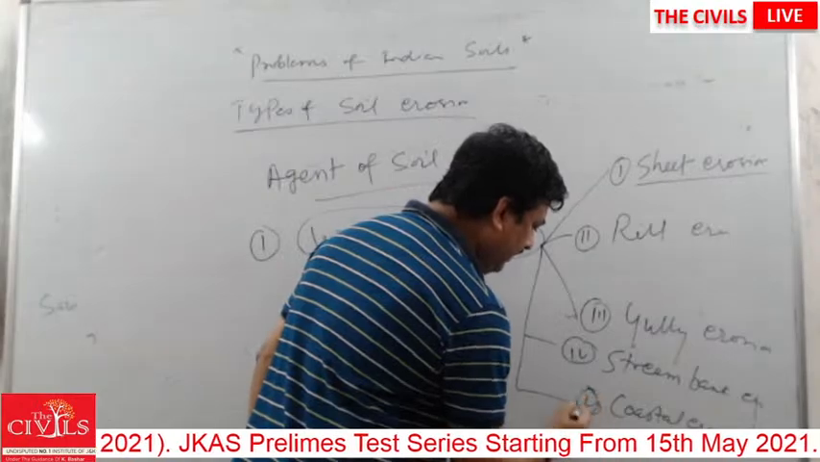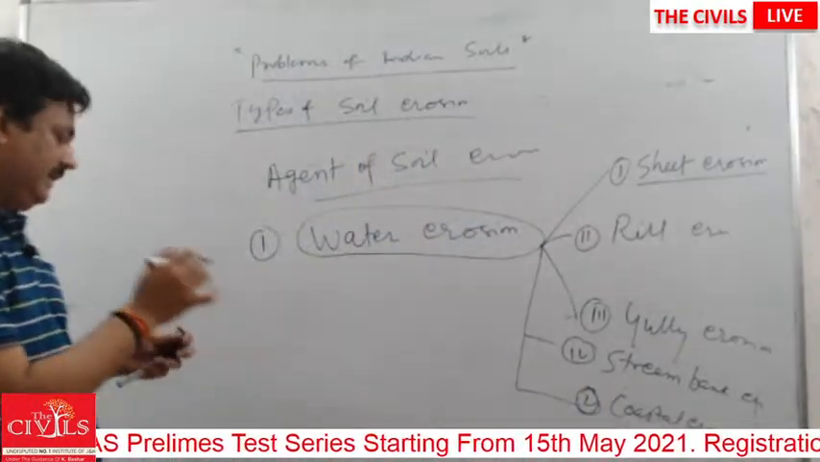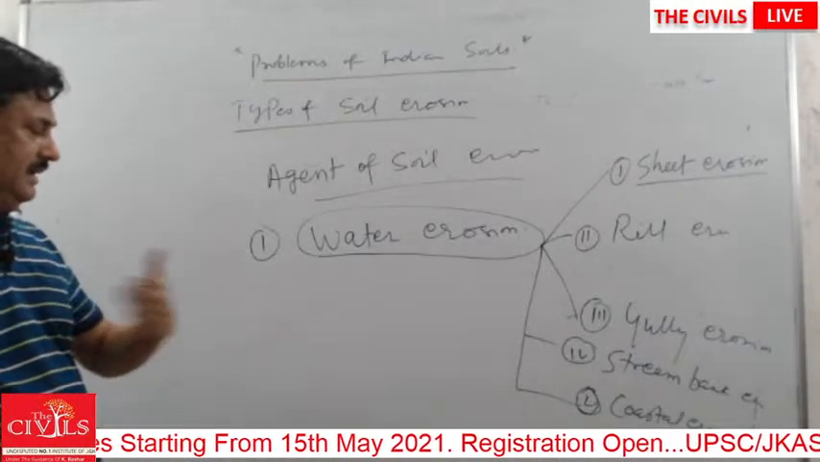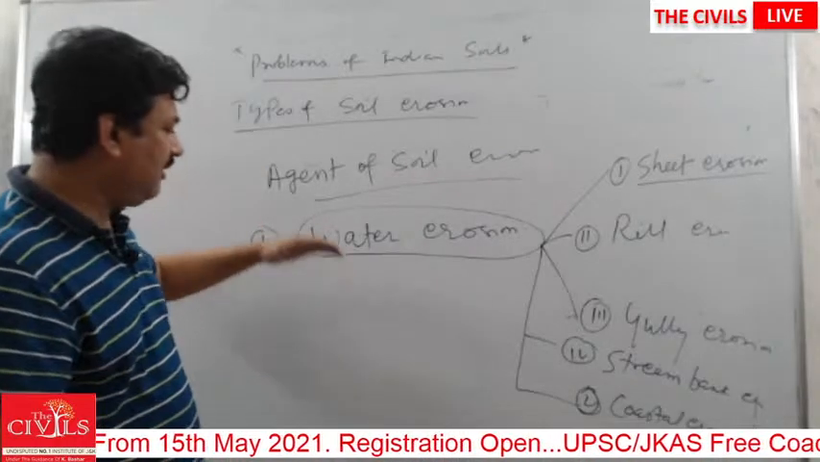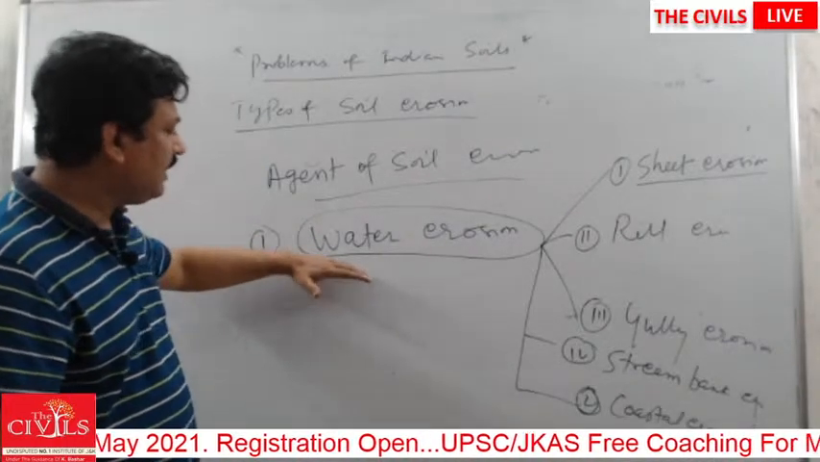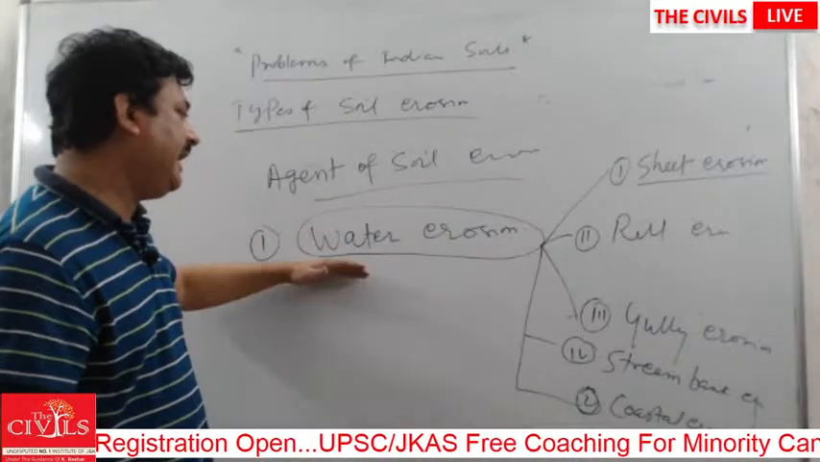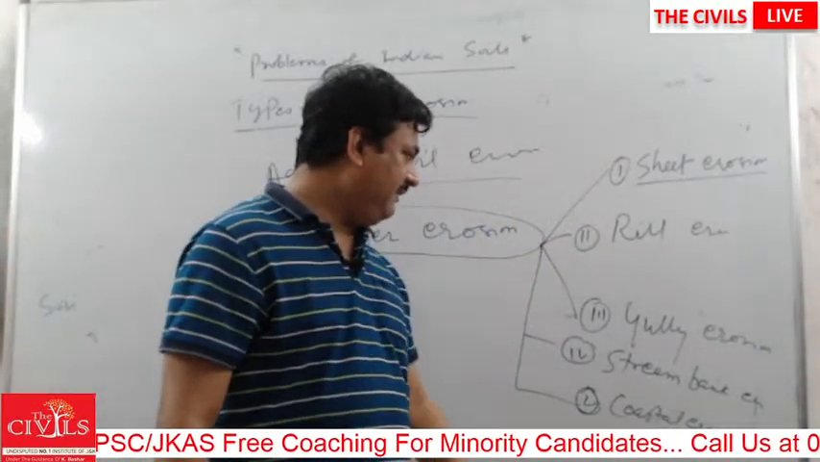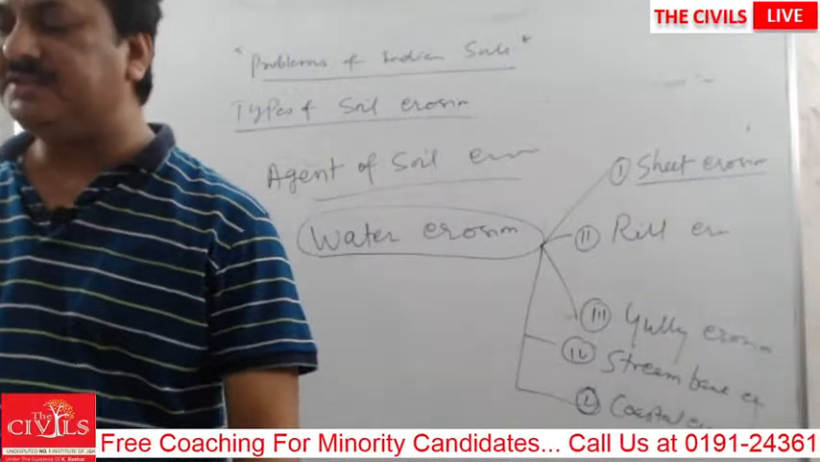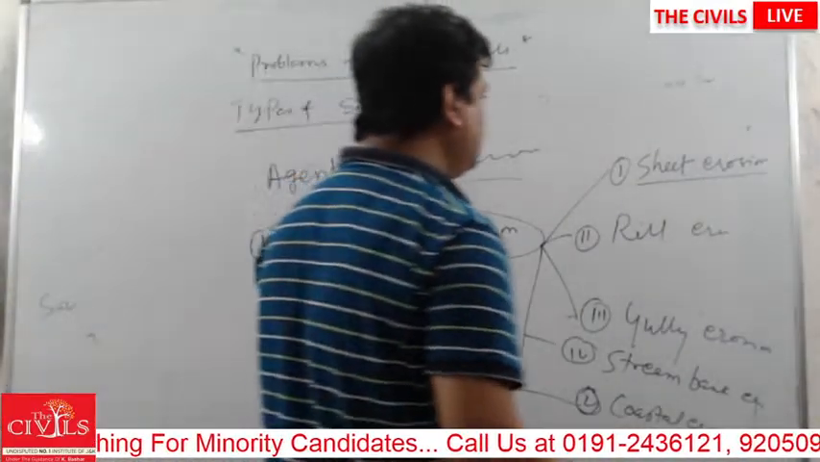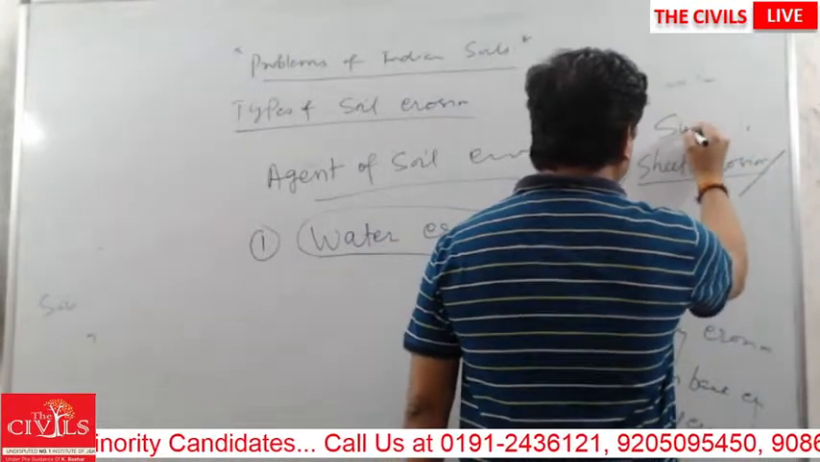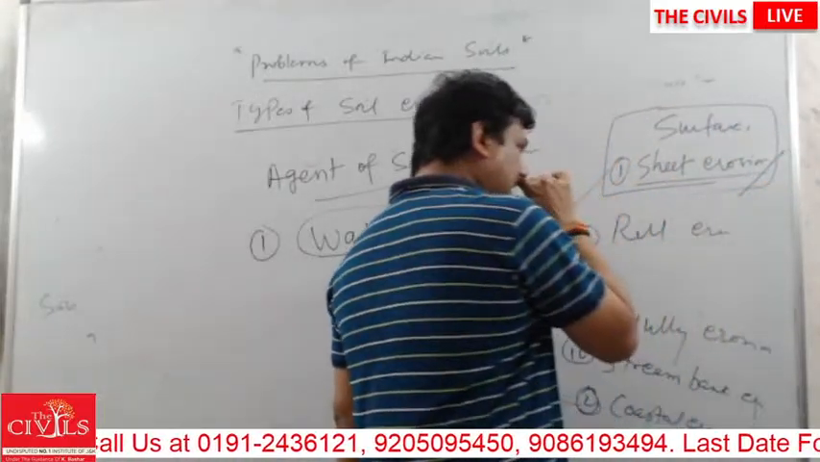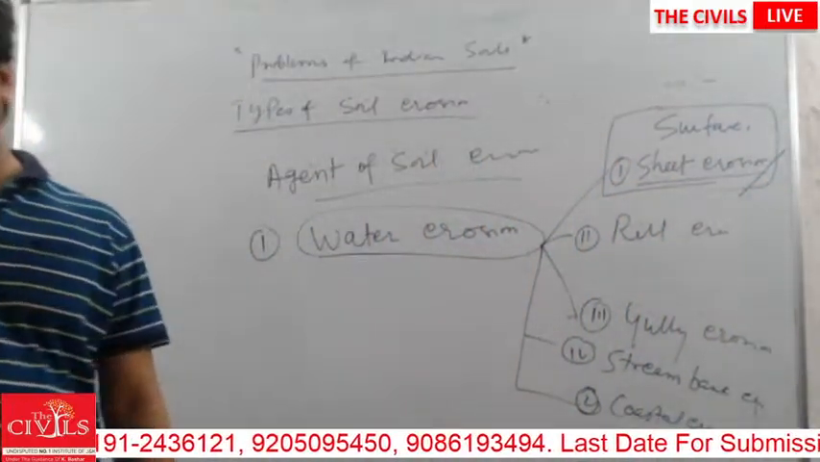Water erosion means when the topmost layer of soil is removed by the action of moving water, it is termed as soil erosion. And soil erosion is of the following five types. First of all, sheet erosion or surface erosion. Now what is the meaning of sheet erosion or surface erosion?